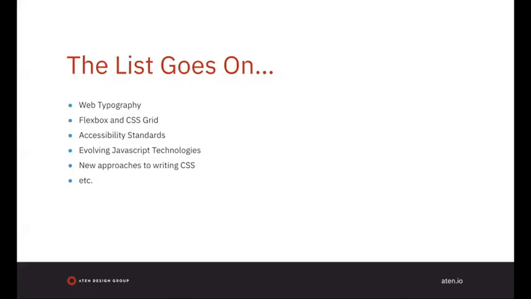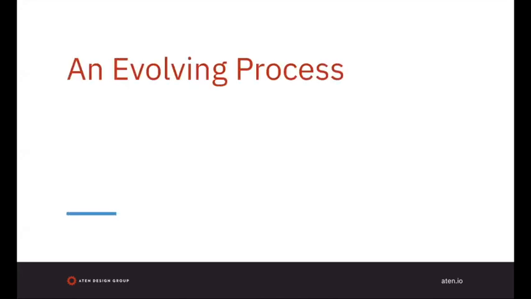From web typography to Flexbox and CSS Grid, to accessibility standards, to evolving JavaScript technologies, to new ways to write CSS, the list of advances that have impacted how we design for the web goes on and on. If designing for the web means designing for an ever-changing medium, how do we create a design process that can adapt to those changes?